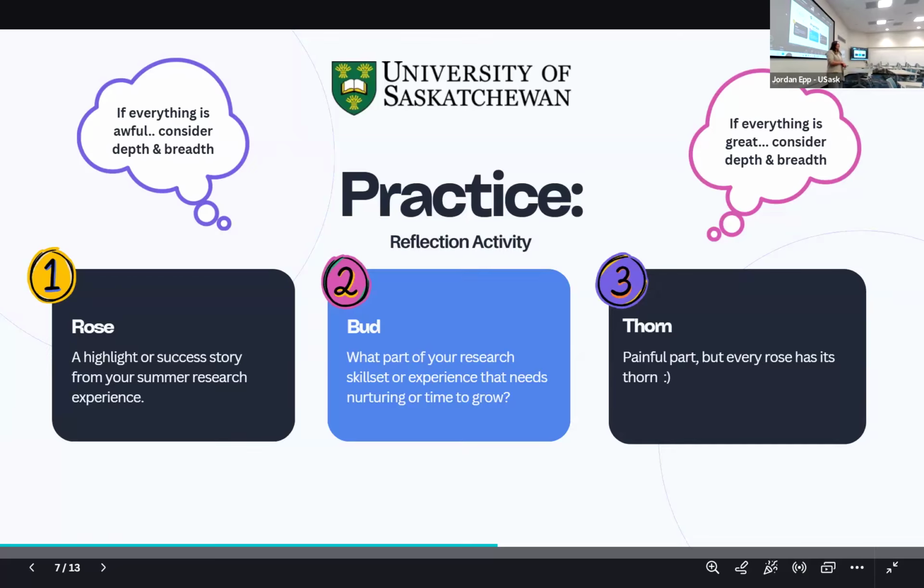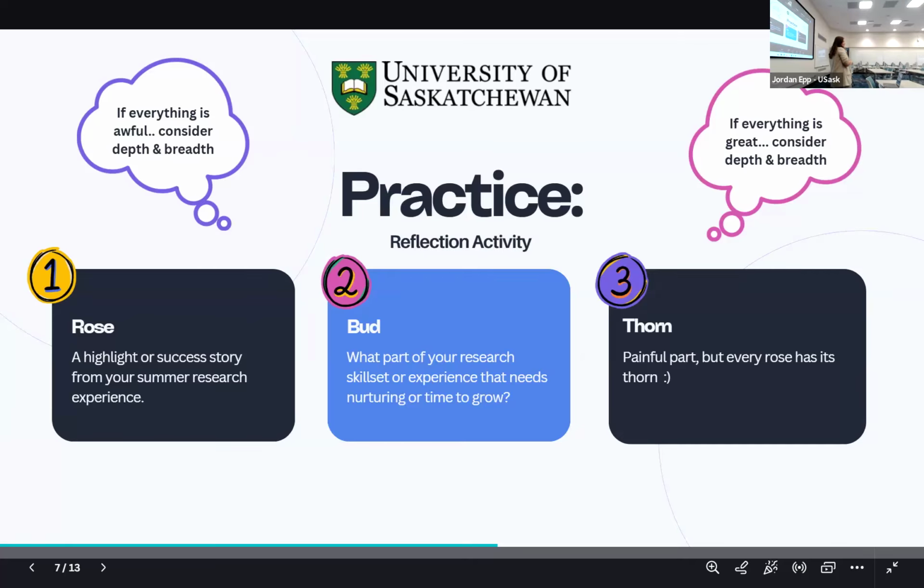Rosebud Thorn. It's a really nice way of thinking about the rose, which is the beautiful part of the flower, right? The positive part, the success story, the highlight. The bud, which is the part that has potential, but it needs some growth. It needs sunlight and watering and care to really blossom, right? So it's just a little budding part. And then the thorn, which is a part of the flower. Every rose has its thorn, but it's the painful part, the sticky part, right? But it's there, right?